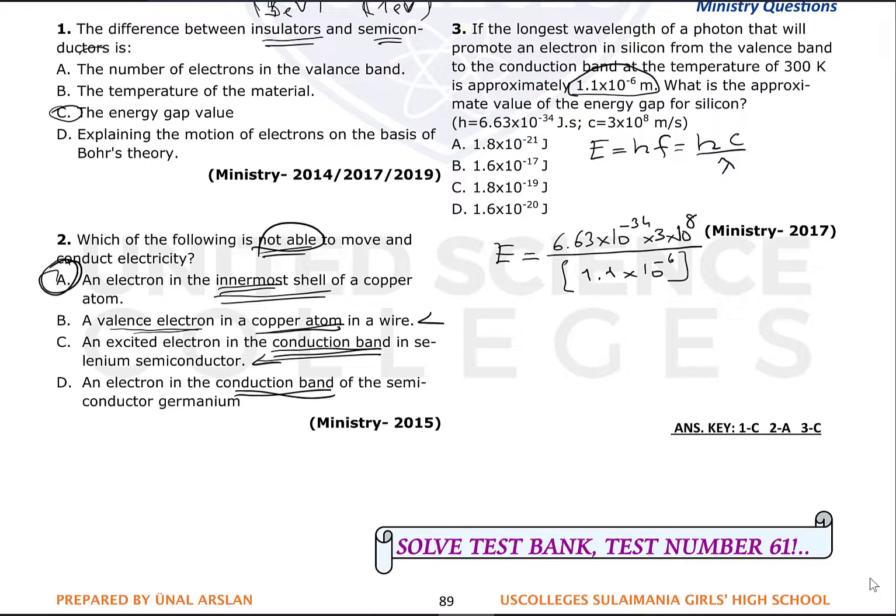So let's calculate this energy gap value. 6.63 times 10 to the power of -34 times 3 times 10 to the power of 8, divided by bracket 1.1 times 10 to the power of -6, close the bracket. The answer is 1.8 times 10 to the power of -19 joule. So the answer is C.